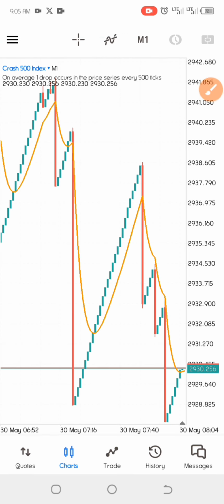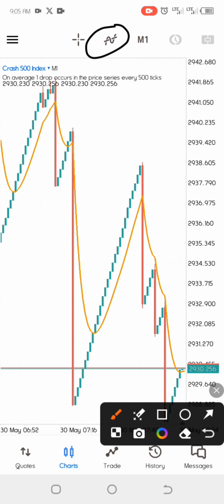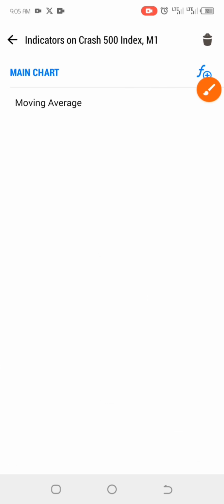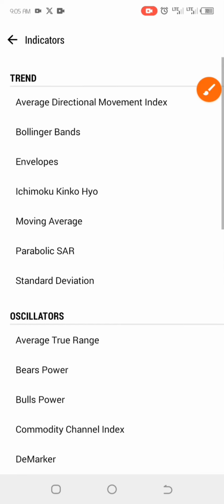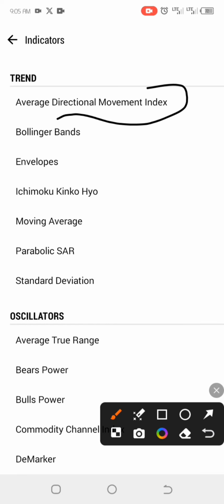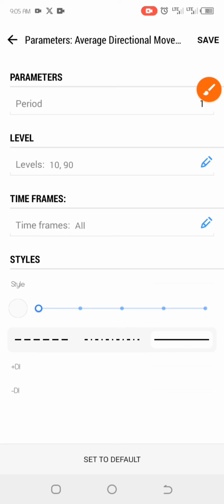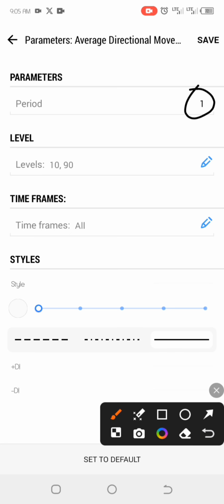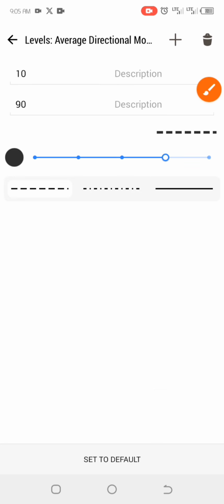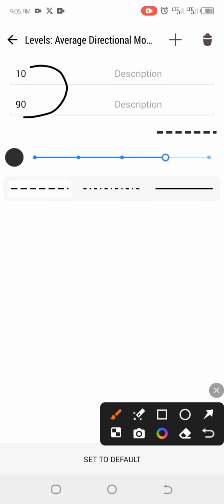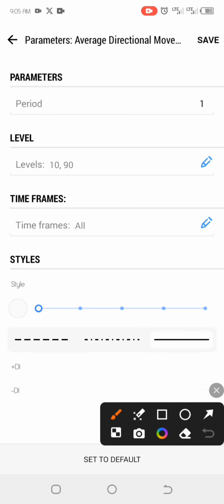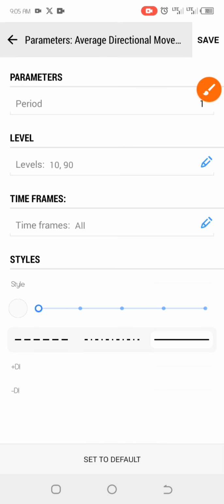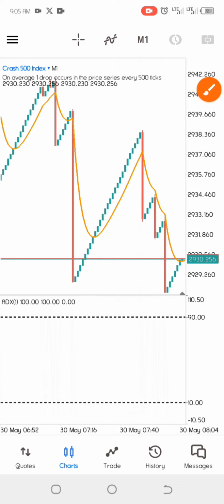Now moving on to the next indicator, we click on this icon right here again, and then you search for the ADX, which you can clearly see right at this area. So click on this ADX, and these are the properties. Now the period is 1, and for the levels we need the 90 and the 10 levels. Of course, use any color of your choice for the levels, and for the ADX style, just make sure you set it as your background color. Then click on save, and you are going to have your ADX in your chart.